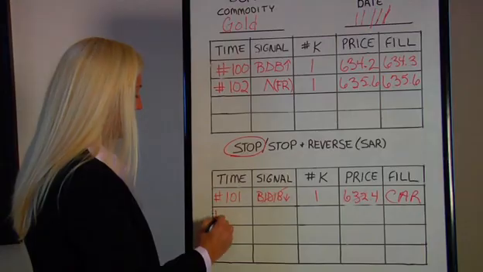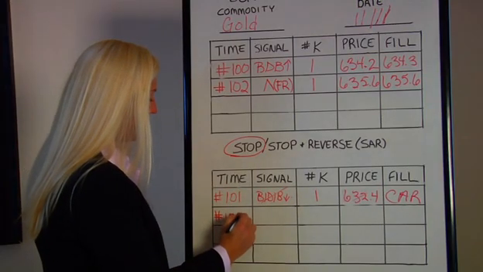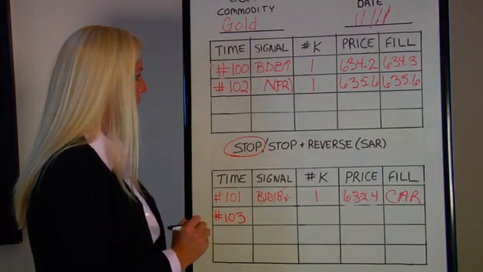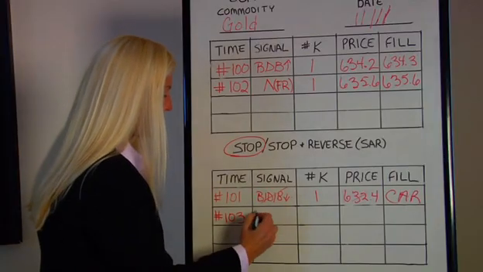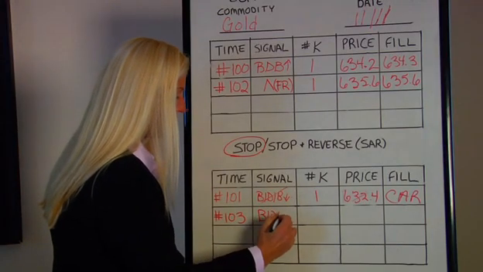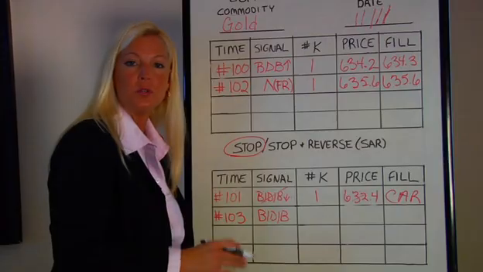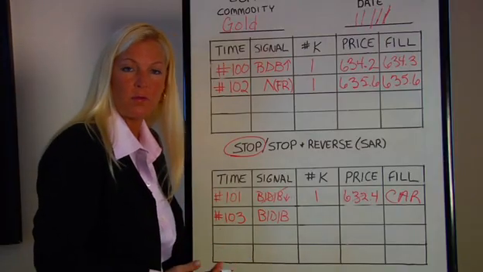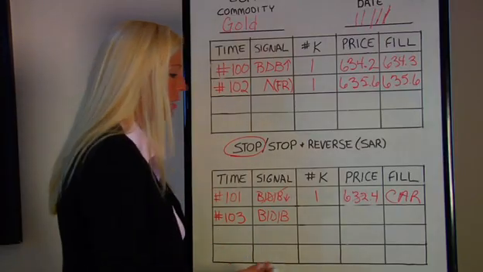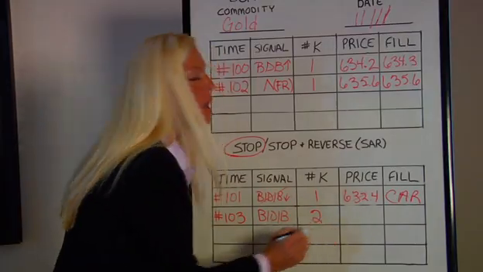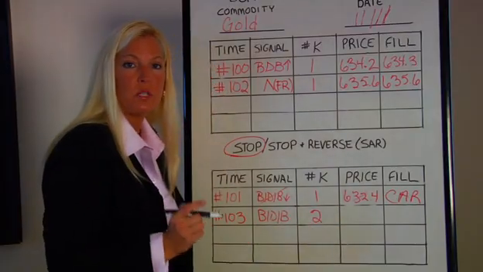I'll now come back in, and we're going to have ticket number 103. And we're going to still have a BDB. It's still the low of the bar. We're still using the reverse or the low of that entry bar as our stop or exit stop. But now we're going to place a stop for two contracts. So this means two contracts.